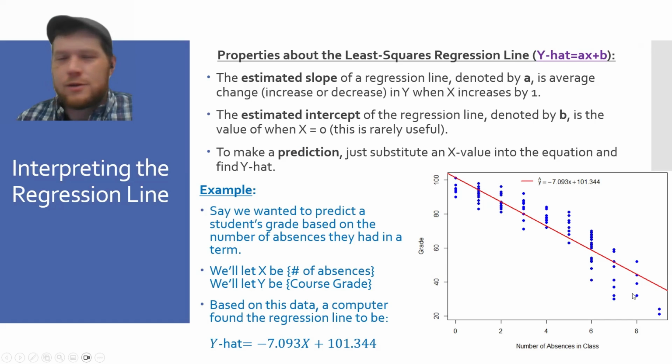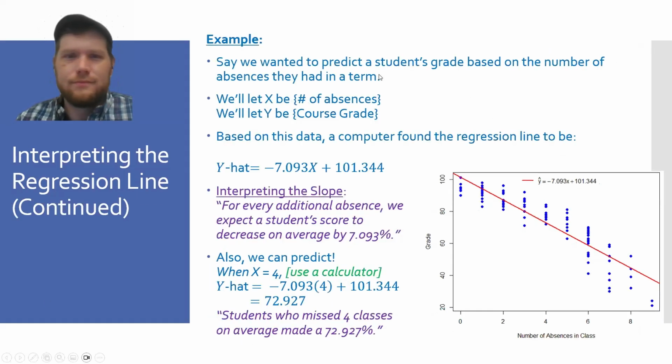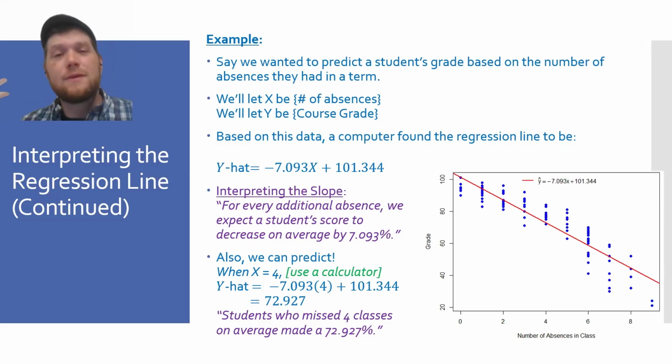Miss more classes, your grade goes down. It decreases, and by about 7% every time you miss a class, on average, according to this course. If I wanted to interpret the slope officially, I would say for every additional absence, or as the absences go up by 1, we expect a student's score to decrease on average by 7.093%. Where does the percent come from? That's your grade. Grades are percentages. So think about these things in terms of units.